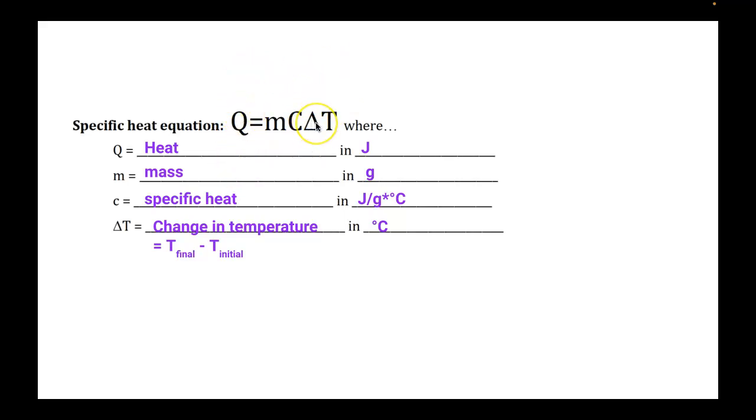Or if the change in temperature is a lot, then the mass isn't as much if the heat is the same, because of course, the more mass, the more challenging it is to heat up. And then specific heat, if a substance has a high specific heat, it's going to have a high amount of heat emission.